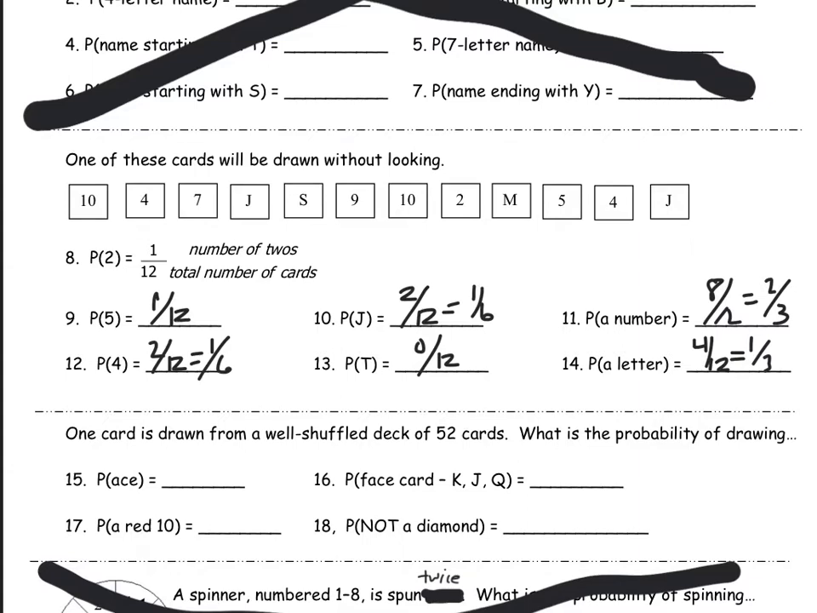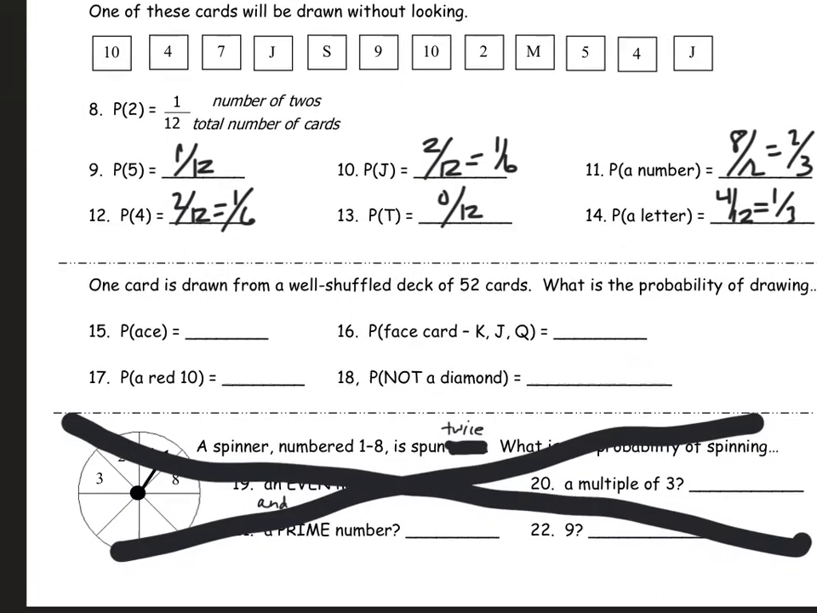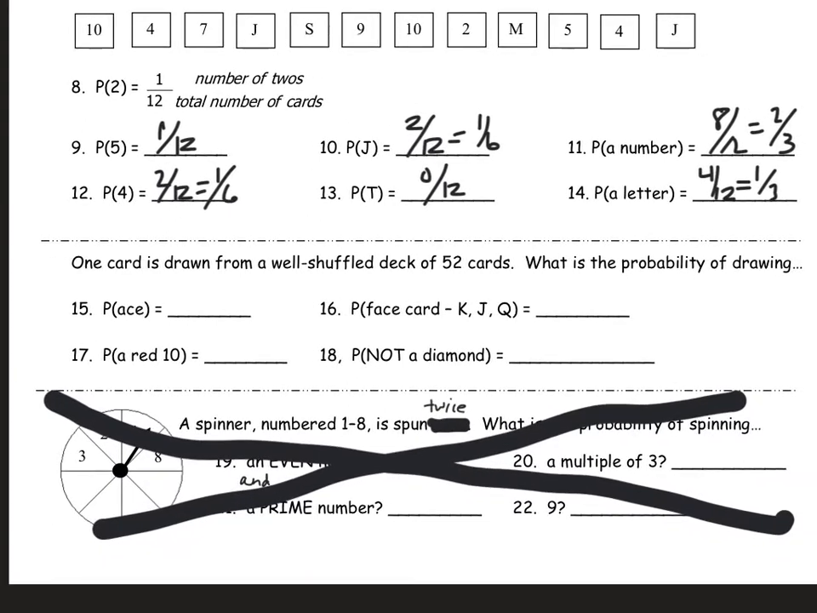Let's go down to the next few examples here, and now we're talking about cards. It says here, one card is drawn from a well-shuffled deck of 52 cards. What is the probability of drawing an ace? There are 4 aces in a deck of 52 cards, one of each suit. So there are 4 aces out of the 52 total, which, if I reduce that, is 1/13.